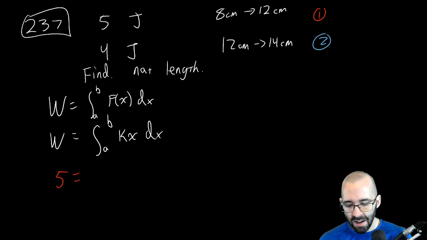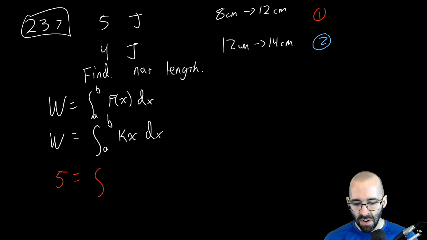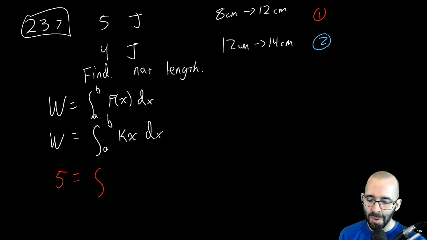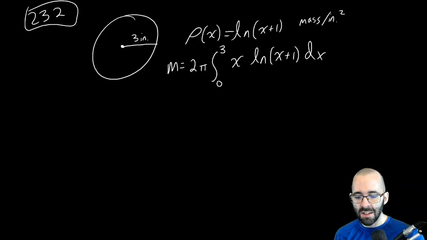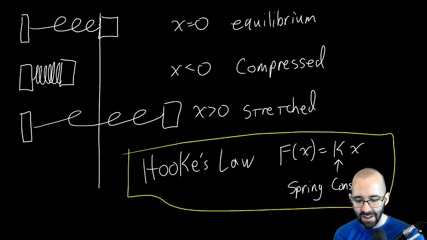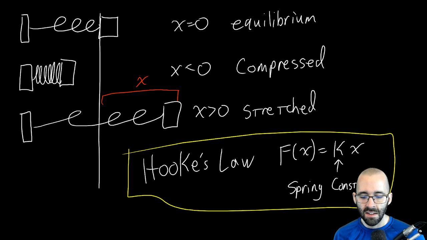Red piece says that 5 is equal to the integral from, so now this is where you have to be really careful. This does not start at x equals 8. It's stretching the spring from a length of 8 centimeters to 12 centimeters. But if I wrote x equals 8, remember our spring diagram. I don't know how far it is. X equals 8 means that this is 8. This is x. But we don't even know where rest is.